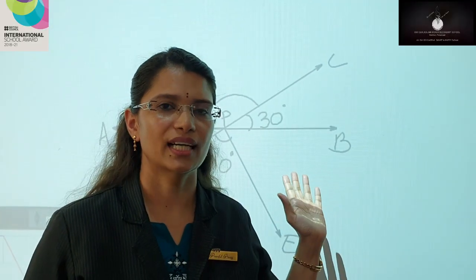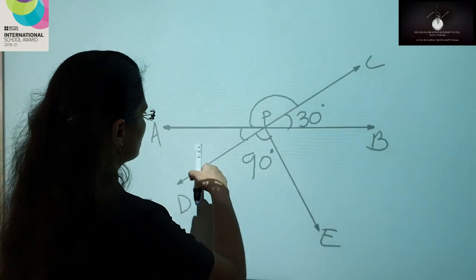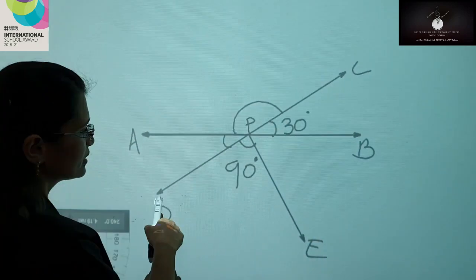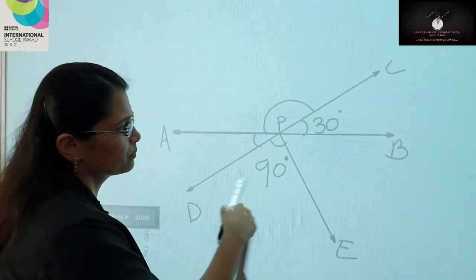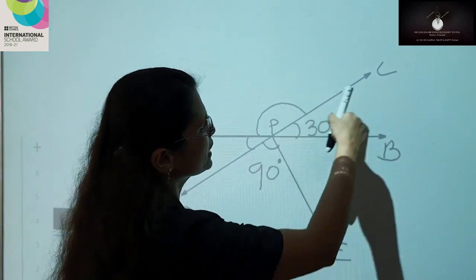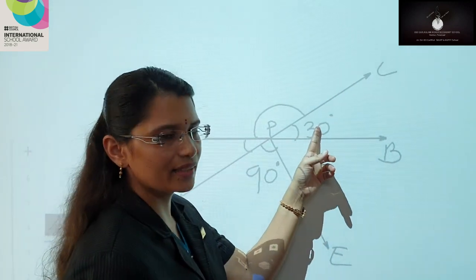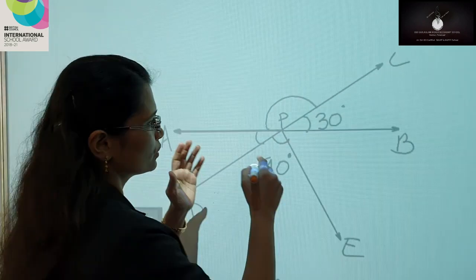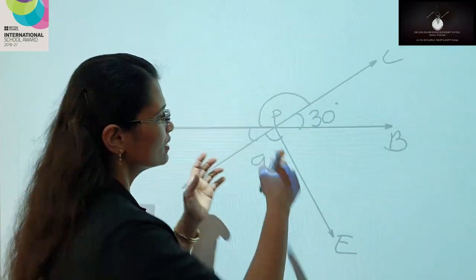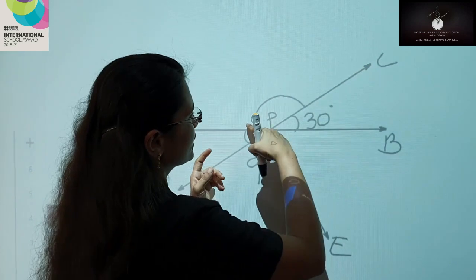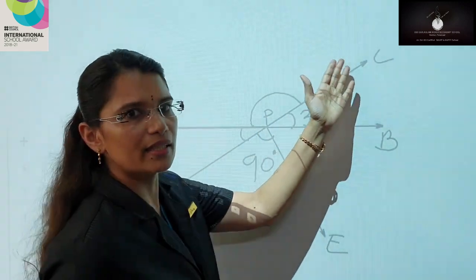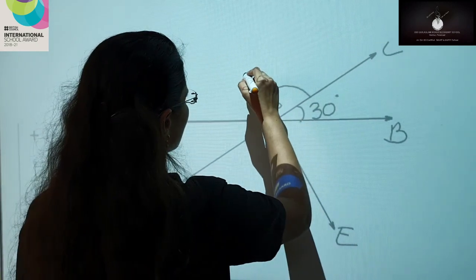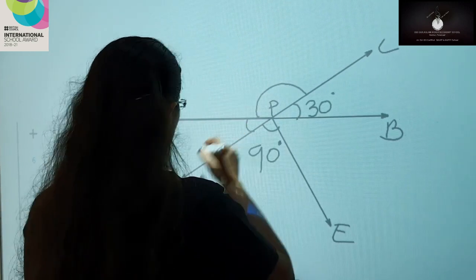Children, let's do another example. Here AB is one straight line, CD is another straight line. Here BPC is given as 30 degree. BPA is the straight angle, right? You know that a straight angle is 180 degree. So how to find out APC? That is 180 minus 30. What is 180 minus 30? 150 degree.